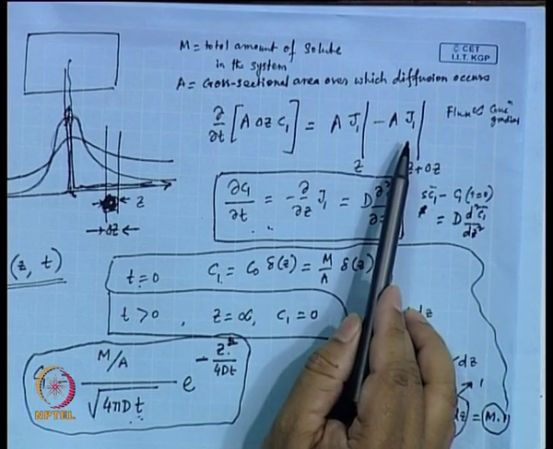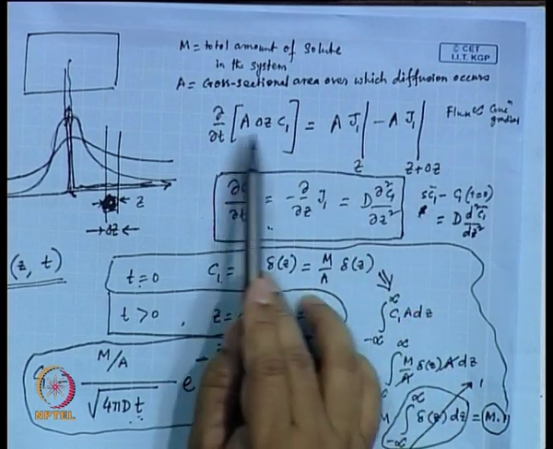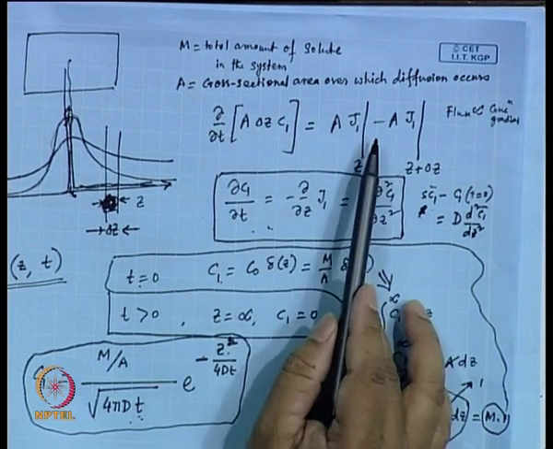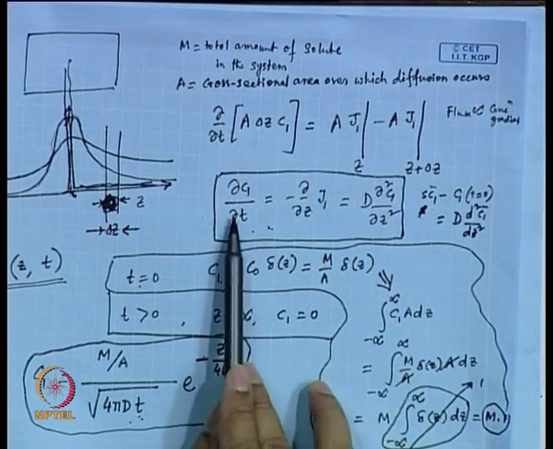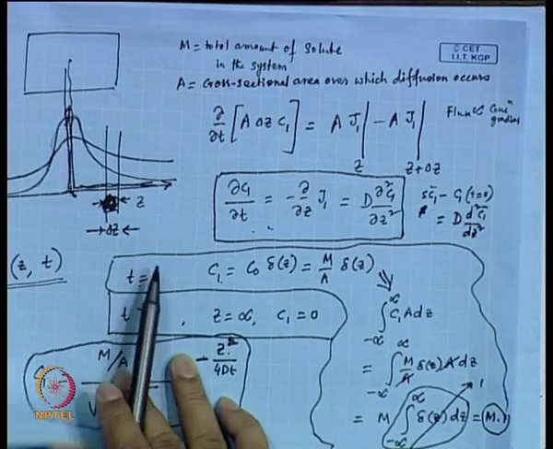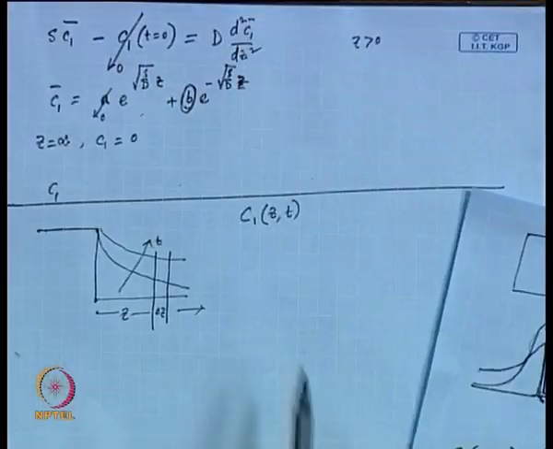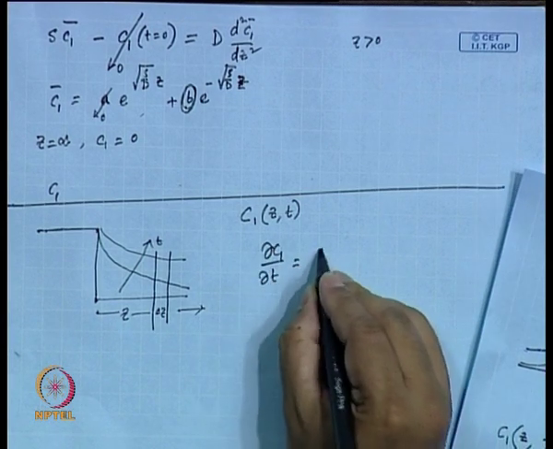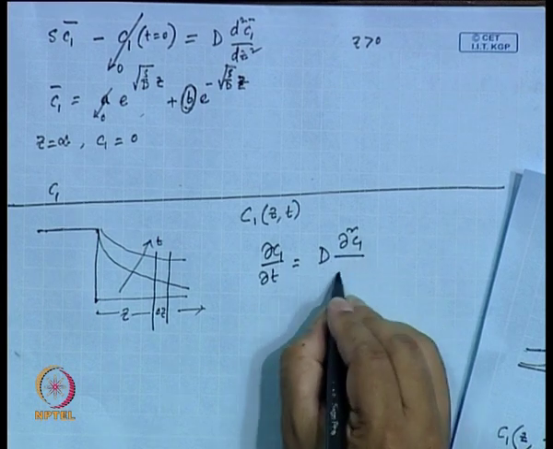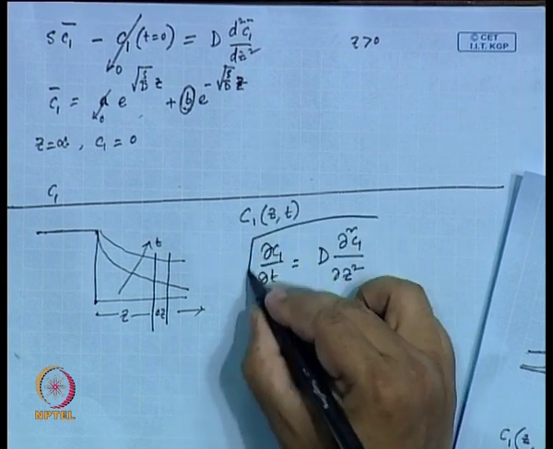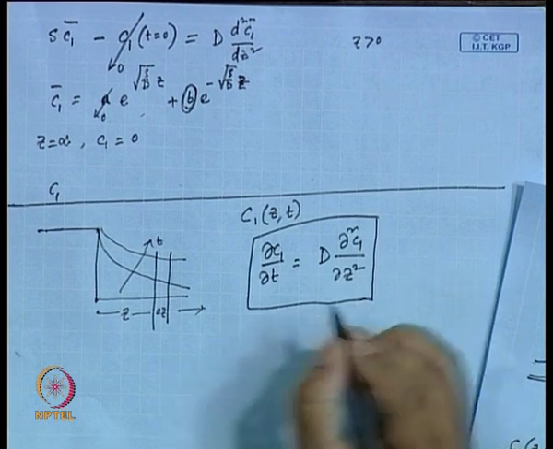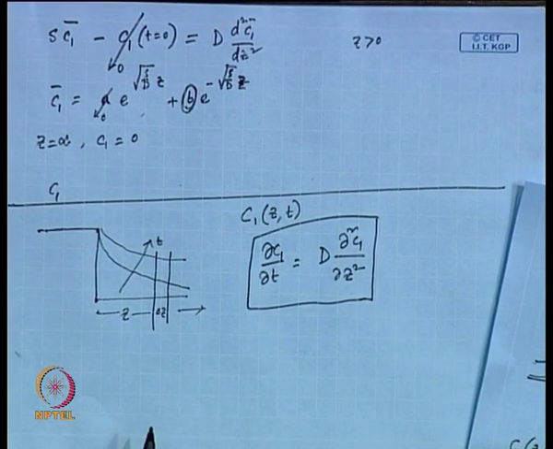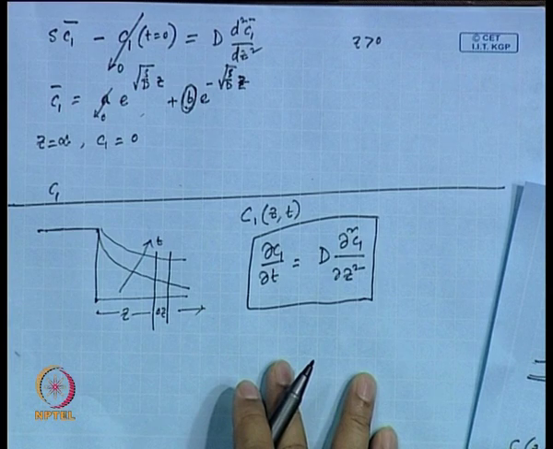If you do not put the initial and the boundary conditions, that is different, but this governing equation would be valid. Even closing your eyes, you can write that del C1 del t would be equal to D del square C1 del z square. So, this governing equation would be valid. However, when it comes to the boundary conditions, they would be somewhat different.